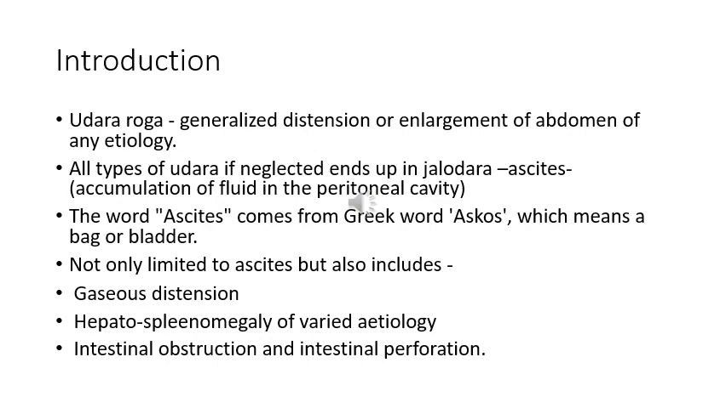This condition is not limited to ascites, but also includes gaseous distension due to any cause. Then hepatomegaly or splenomegaly, where the liver or the spleen enlarges, leading to increased size of the abdomen. Then intestinal obstruction, where intestines get obstructed due to various reasons, which can lead to distension of the abdomen, and also intestinal perforation, when an ulcer occurs and perforates. Fluid accumulation or pus collection also occurs in the peritoneal cavity, leading to distension of the abdomen. So all these conditions are generally considered under the term Udara Roga in Ayurveda.